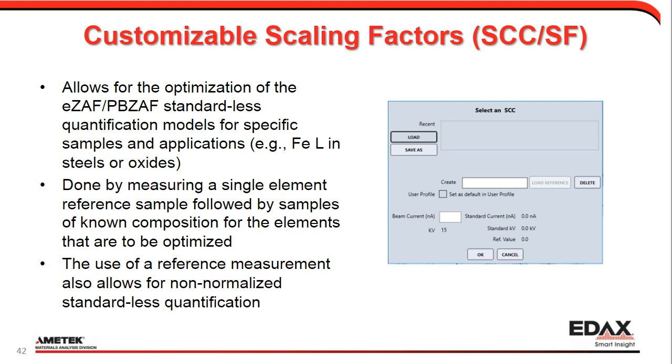So if you want to tweak the model for minerals, you can calculate the SCC factors specifically for minerals. Calculation of this factor is done by measuring a single element reference sample, followed by samples of known composition for the elements that are to be optimized. It also comes with the benefit that the use of a reference measurement allows for non-normalized standardless quantification.